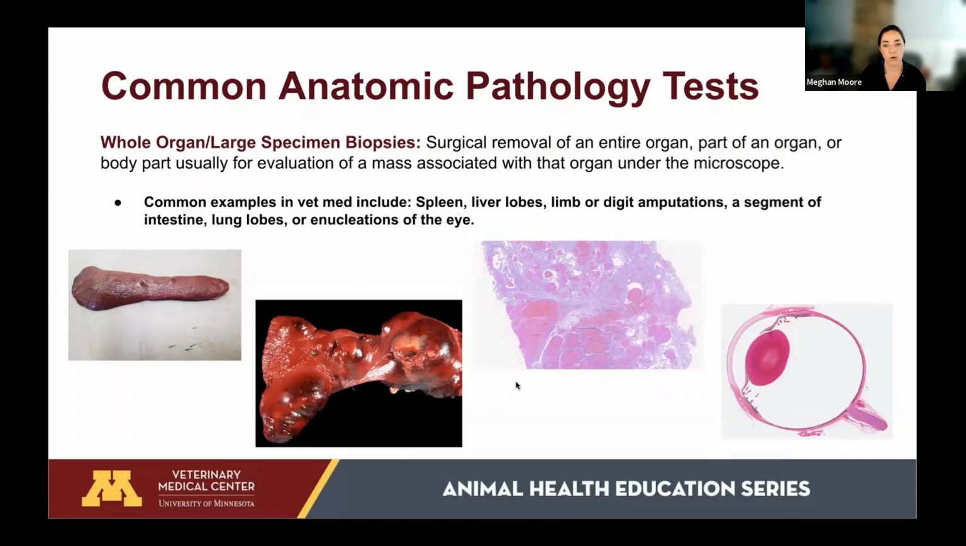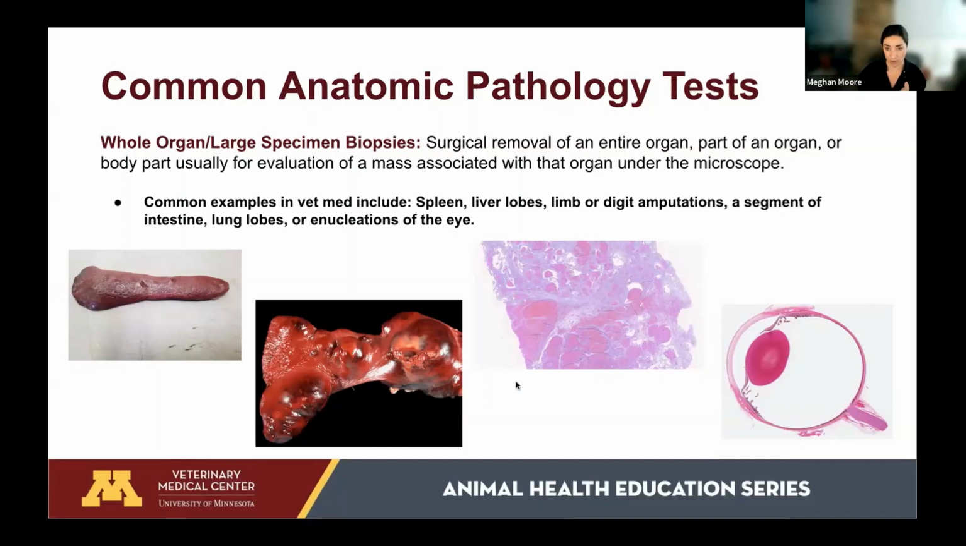And so what is commonly done in vet med is that the entire spleen is removed because, fun fact, you don't need it to survive, thankfully. And so we will remove the entire spleen in order to be able to make sure that we're not missing any kind of aggressive cancer and to confirm that it is either a benign or a more malignant process. And so that's a really common example of a whole organ that we would look at.